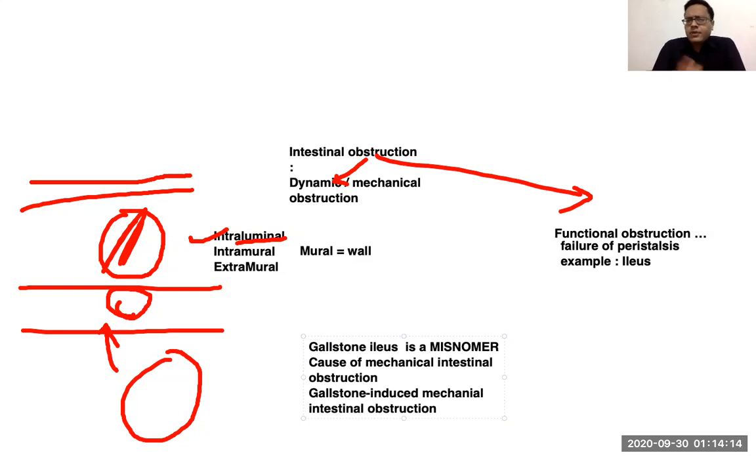So now we'll try to understand why and how a gallstone, rather than staying in the gallbladder in a patient with cholelithiasis, comes into the intestine and causes mechanical intestinal obstruction. That is our next objective in this InstaLecture. So let me clear all these things first. When I think of Gallstone Ileus, I think of it as a three-step process, as I mentioned.